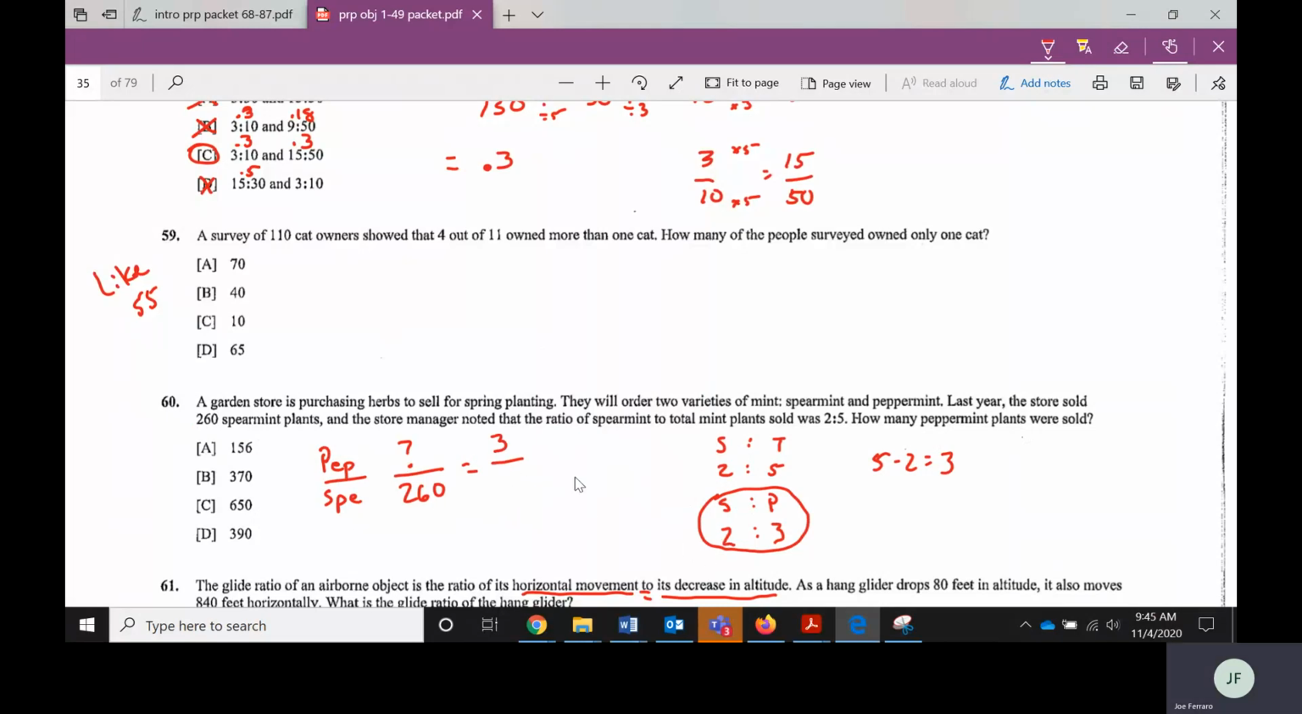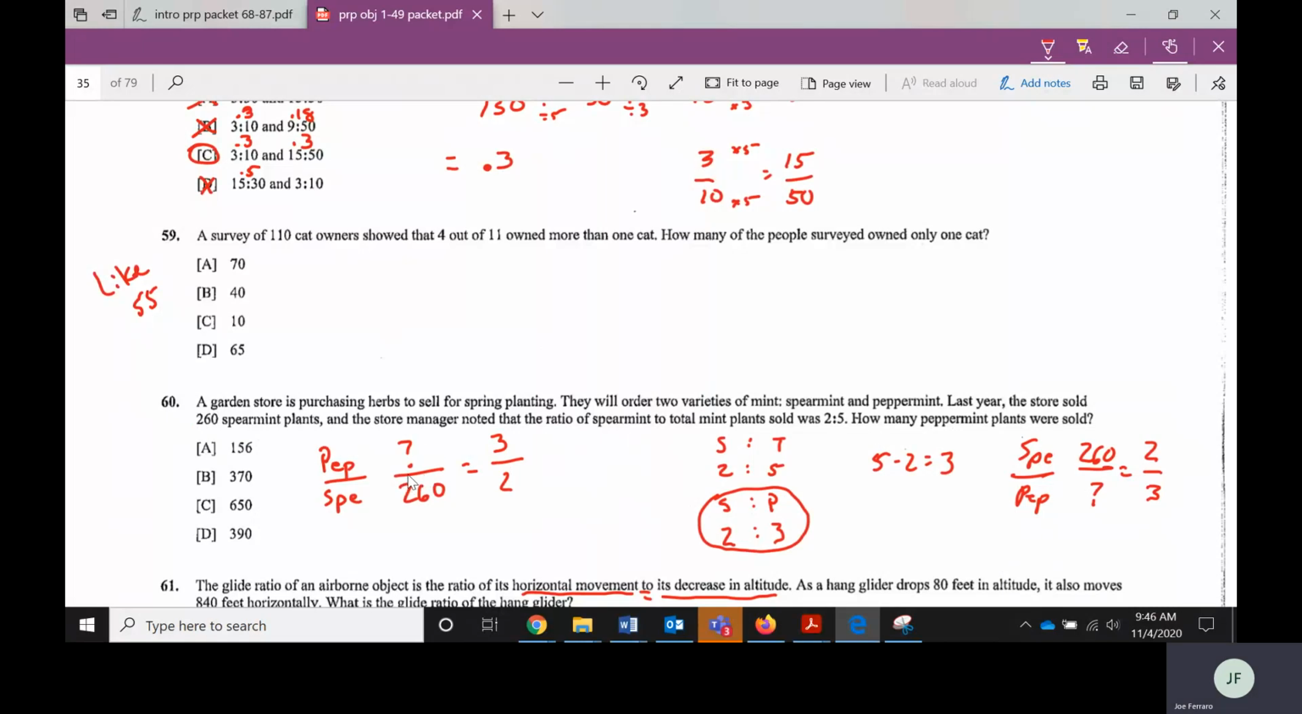Spearmint goes on the bottom, which was 2. So what I meant is if you just happen to write down spearmint over peppermint, it would still work. You have 260 spearmint, and you're wondering how many peppermint, then you would just set this up the other way around. There are 2 spearmint, 3 peppermint. Okay, so either one of these setups is fine.